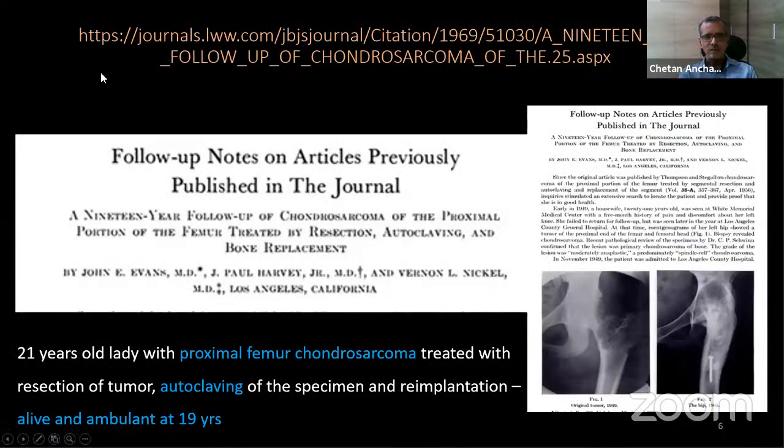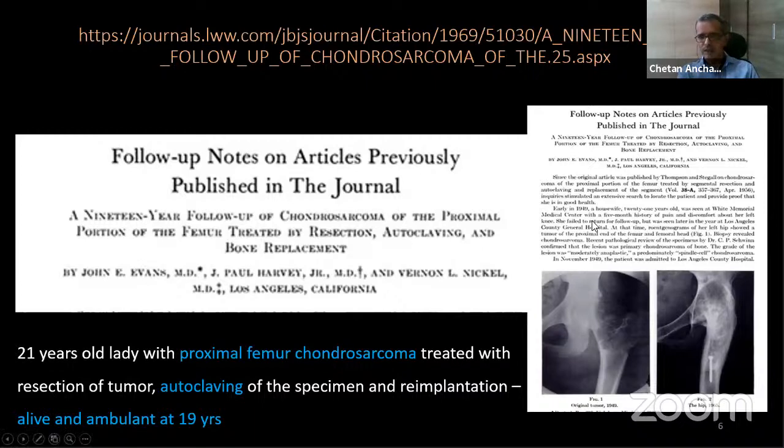Well, I was searching for literature when I came up with this case report, which was a follow-up case of chondrosarcoma that was reported in 1969. This was a 19-year follow-up of a 21-year-old lady with proximal femur chondrosarcoma treated in 1949 with resection of bone, autoclaving of the specimen and reimplantation, who was alive and ambulant at 19 years.